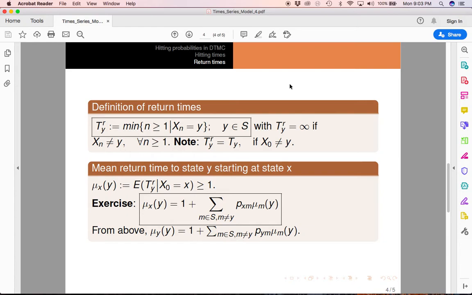Likewise, we have return times. Let's say we begin with some state, and how long does it take us to come back to that state, right? We denote that by the random variable T sub y of r for return, but we sometimes ignore r because if it is understood, we need not write r, which is the minimum of n greater than or equal to 1, given that X sub n is equal to y, right? y belongs to S.